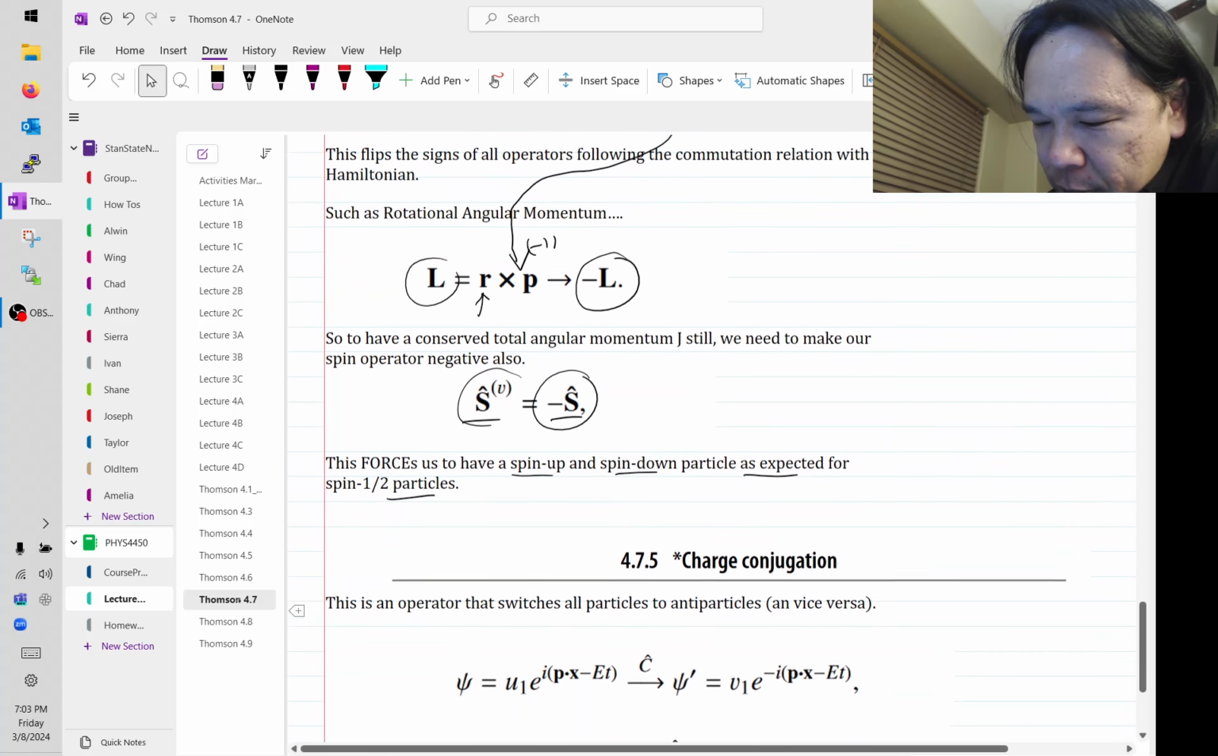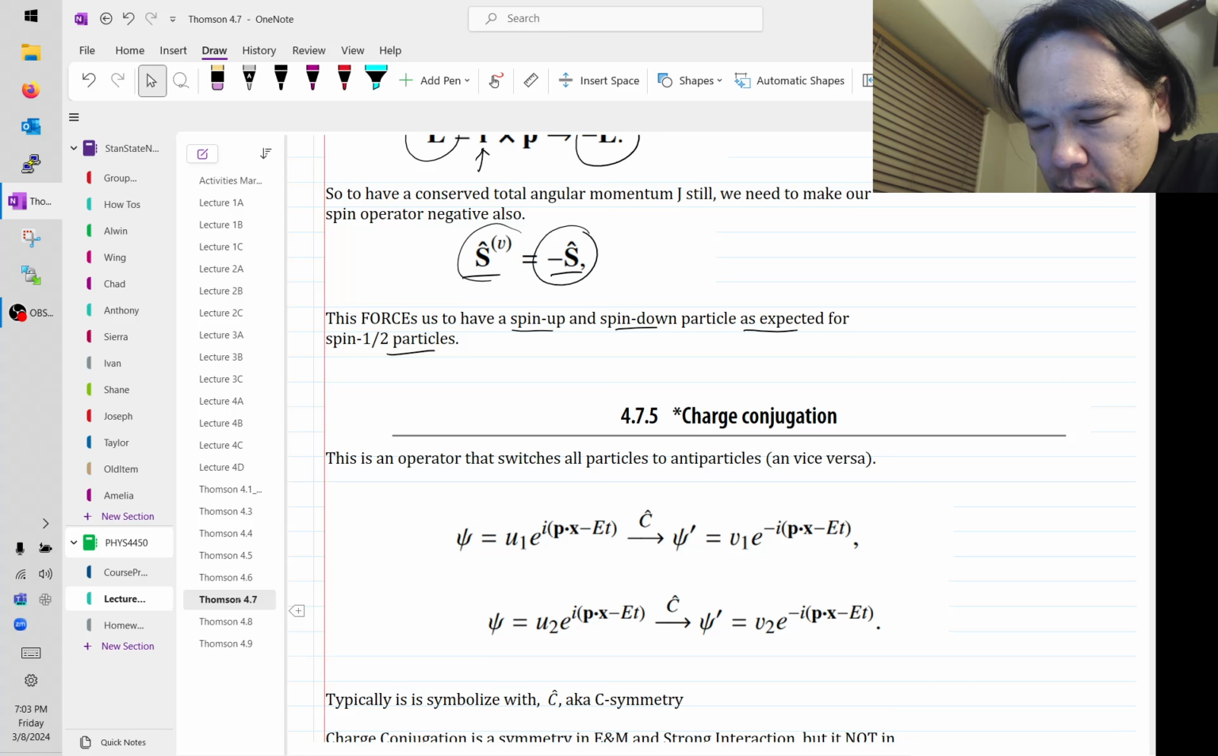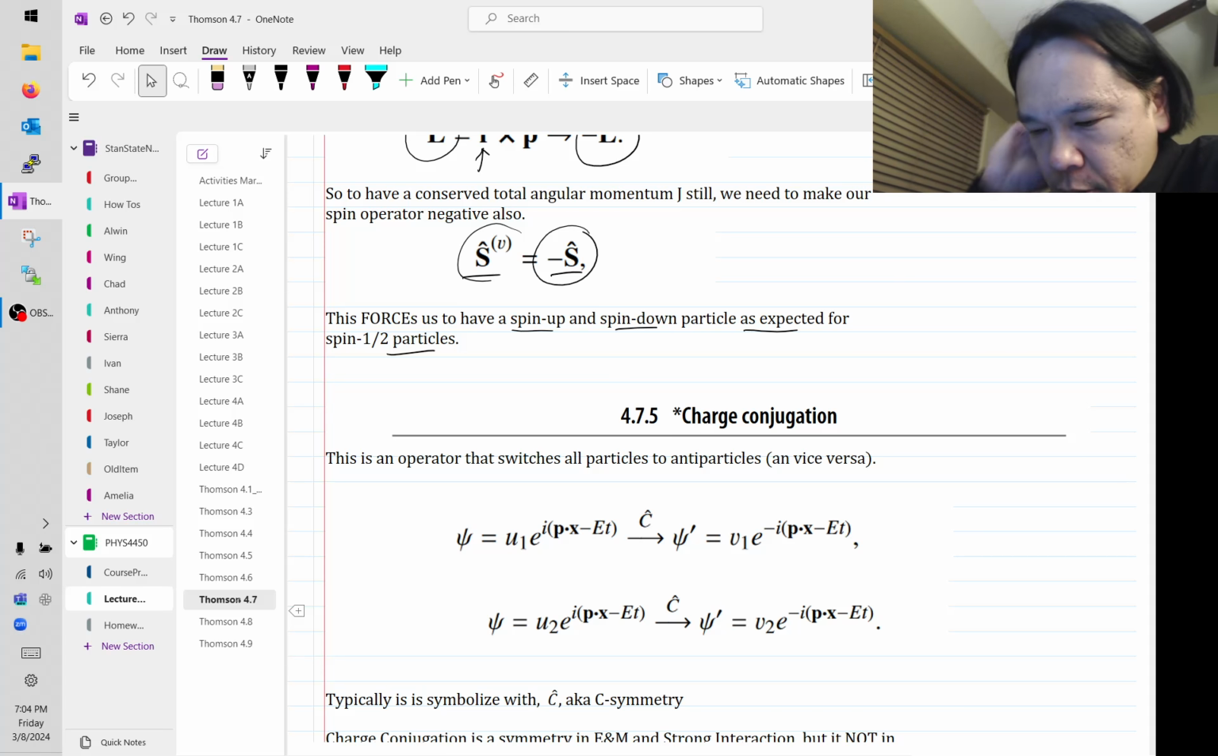What we're going to do now is go through a little bit of this charge conjugation symmetry, because this is actually a good place to talk about it, but I'm not going to require you to do any homework. We just want to introduce you to the idea initially.